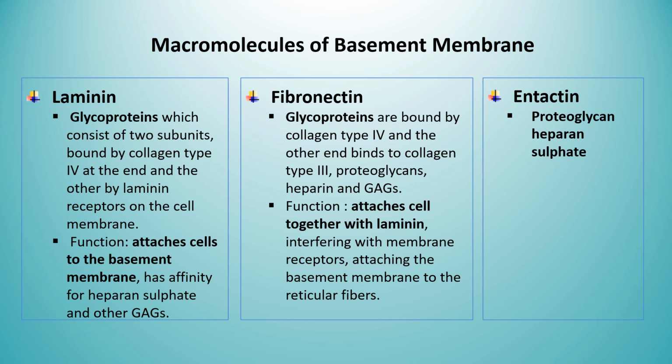Laminin consists of 2 subunits, bound by collagen type 4 at one end and by laminin receptor on the cell membrane at the other. Laminin can attach the cell to the basement membrane and has affinity for heparan sulfate and other glycosaminoglycans. Fibronectin is bound by collagen type 4 at one end, and the other end binds to collagen type 3, proteoglycans, heparin, and glycosaminoglycans. It attaches cells together with laminin, interacting with membrane receptors, and attaches the basement membrane to the reticular fiber.